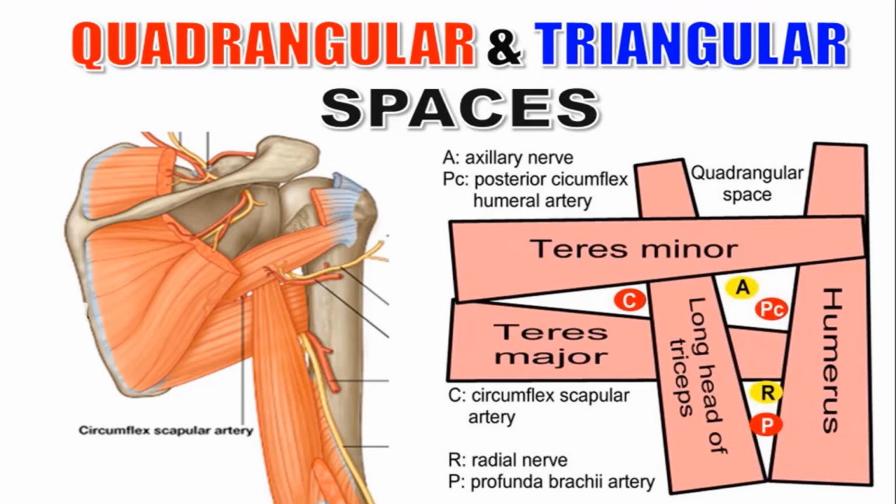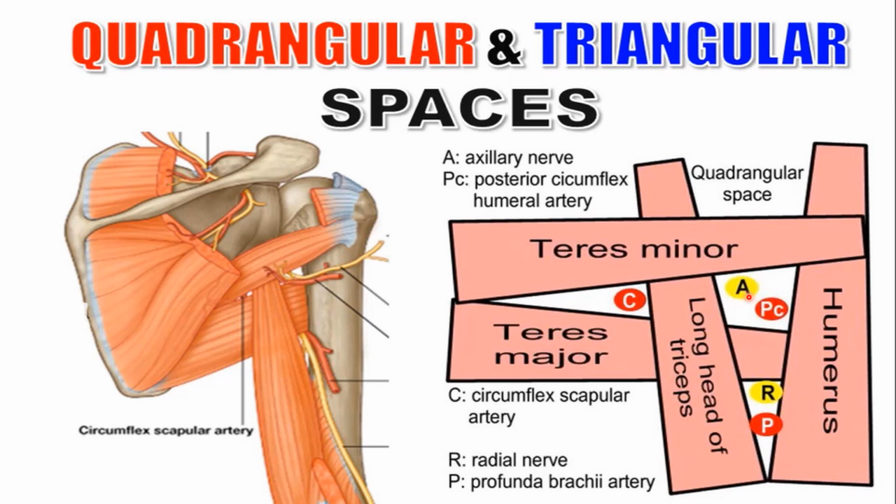Now again, we said that there are spaces found between the muscles of the shoulder. We have one quadrangular space and two triangular spaces. Okay, so this is the humerus. We have the teres minor, teres major. We have the long head of the triceps, right? This is the quadrangular space, triangular space 1, and then triangular space 2.